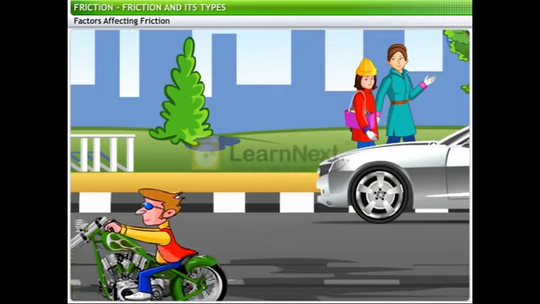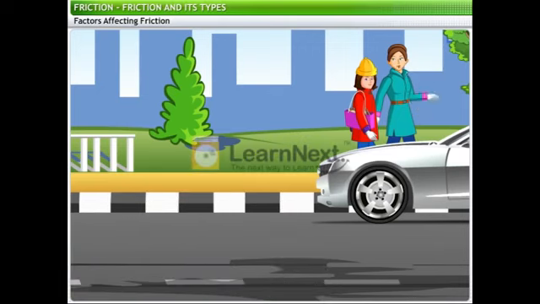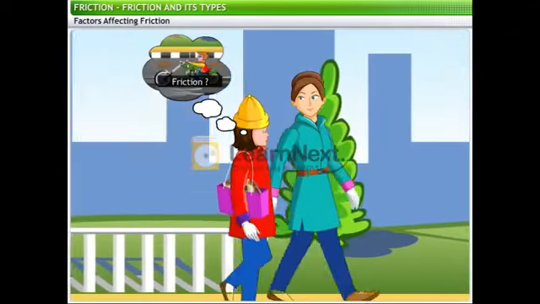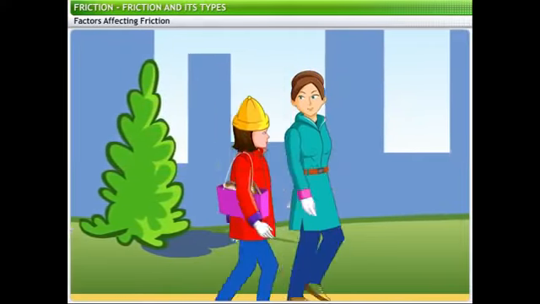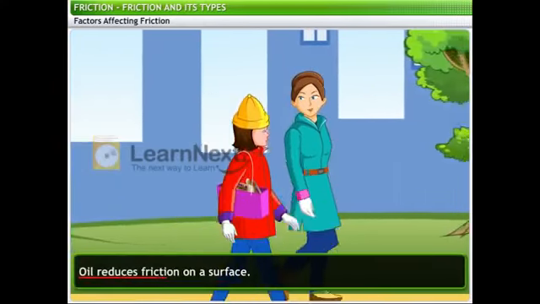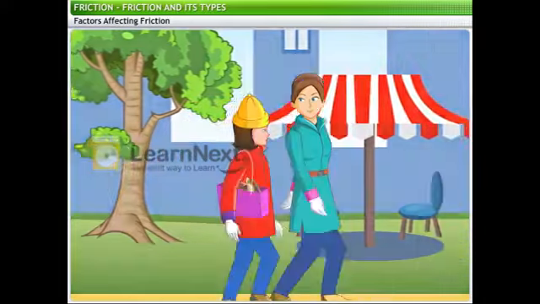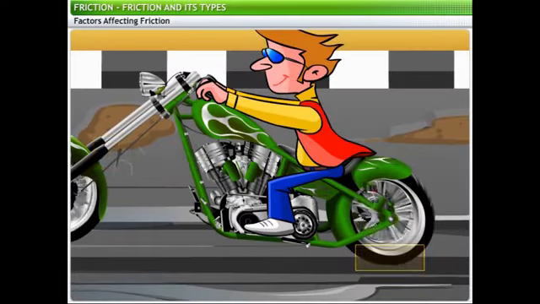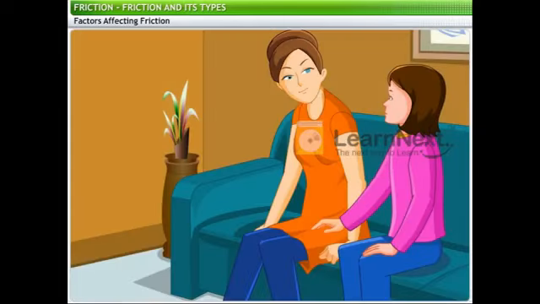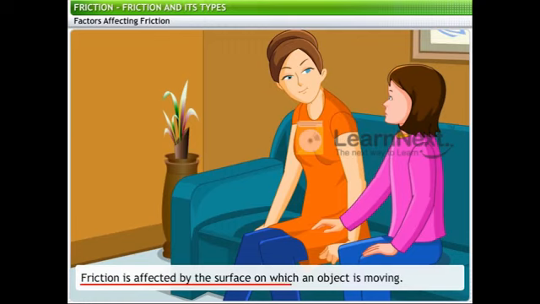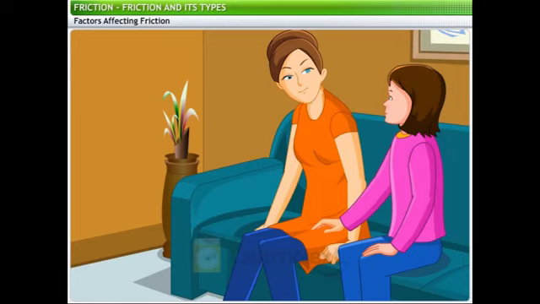Oh, that man almost had an accident. Yes. I saw an oil spill on the other side of the road. It has made the surface of the road slippery. But shouldn't friction have stopped the bike? Well, you see, oil reduces friction on a surface. That's why the biker had a problem. The tires on his bike couldn't retain their grip on the road. So, friction is affected by the surface on which an object is moving? Well, yes. That's one of the factors that affect friction.